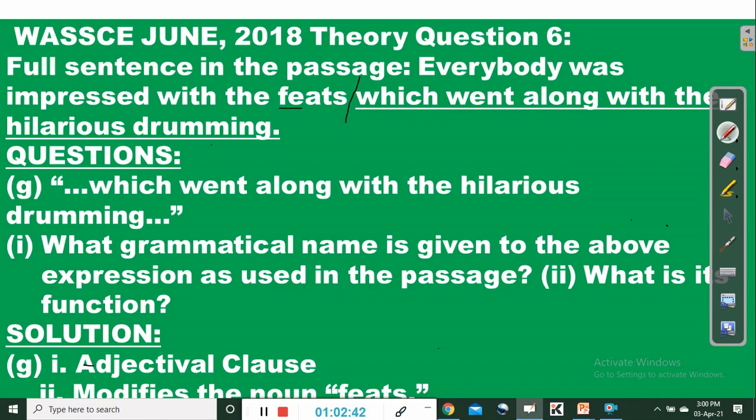The next thing is for us to identify the word that shares the common border or boundary with the underlined expression. And what is its word class? The word class here is a noun, the name of something. The feats is the name of something, all right? Everybody was impressed with the feats which went along with the hilarious drumming. When you talk of feats here, it could refer to achievement. Maybe everybody was impressed with the achievements or something like that, which went along with the hilarious drumming. Or it could be something similar to achievement or actions, if you like, or movements or anything, but certainly it's a noun. All right, so it's the name of something that shows you it's a noun.